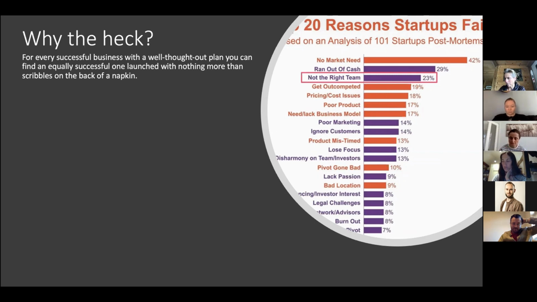Pricing cost issues. If you've done a market calibration on pricing in your business plan, you'll know what kind of pricing issues you need to be aware of and how to price your product to make a margin or make it competitive in the marketplace. Poor product that doesn't quite fit the need, or is poorly assembled. Business model and poor marketing, ignoring customers, product mistimed, lose focus. All of these things are business plan elements. So we've talked about the arguments for doing this.